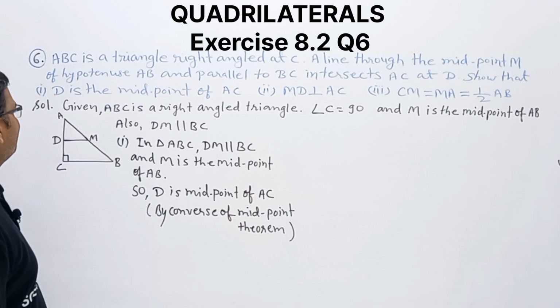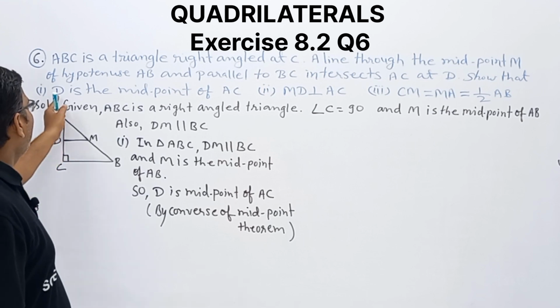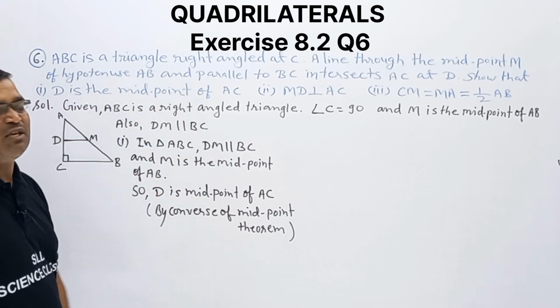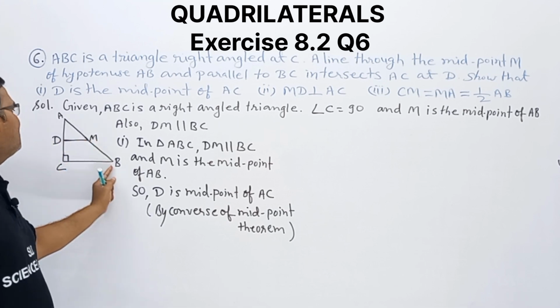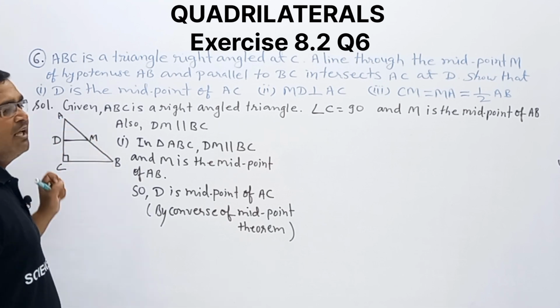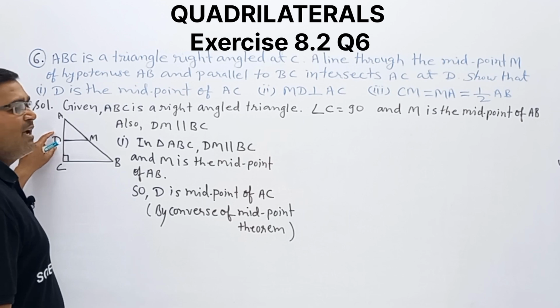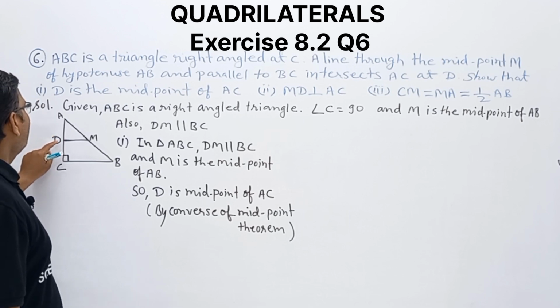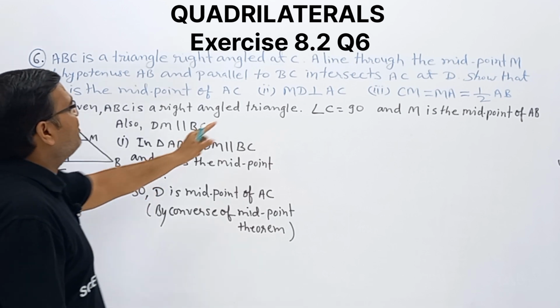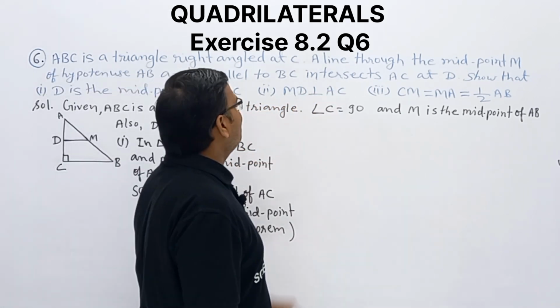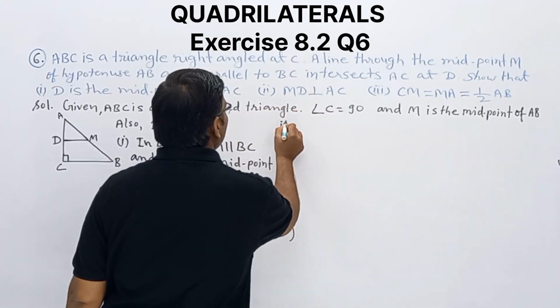Question number one we proved, in which we wanted to prove D is the midpoint of AC. Why? Because in the question we are having DM parallel to BC and M is the midpoint of AB. So by converse of midpoint theorem, D is the midpoint of AC. First one we proved. Now second one, MD is perpendicular to AC. This thing we want to prove.